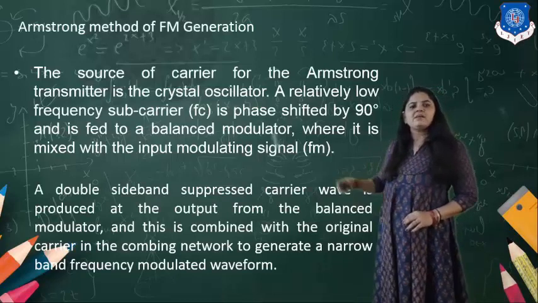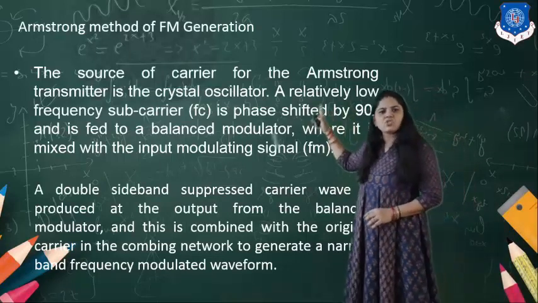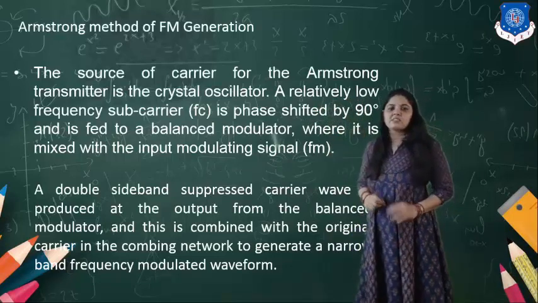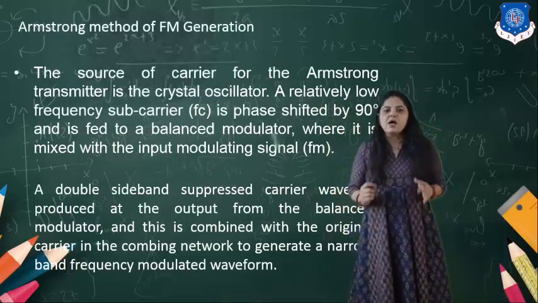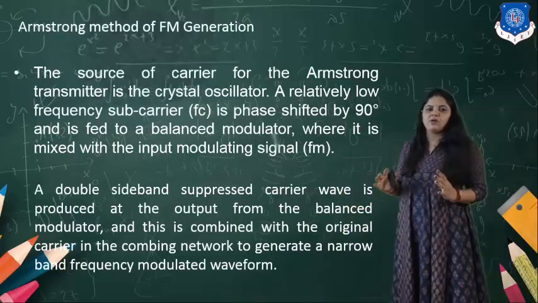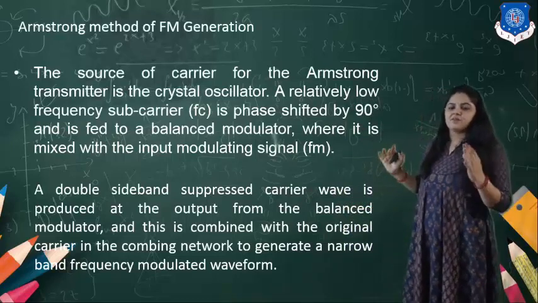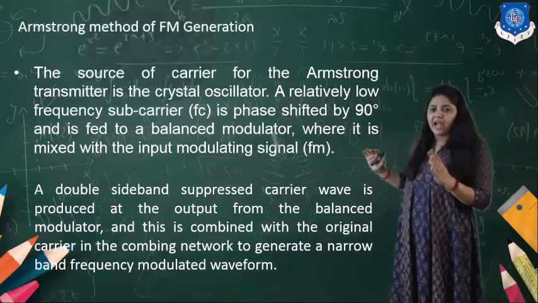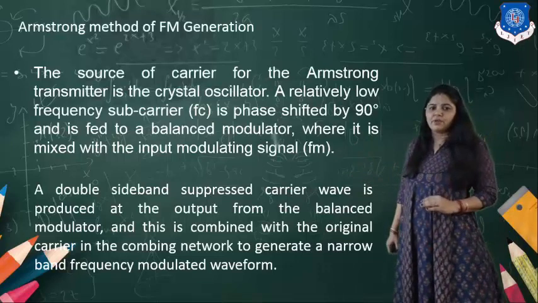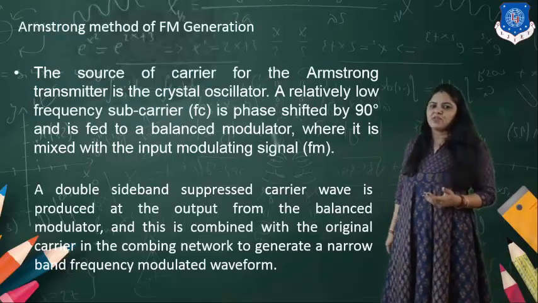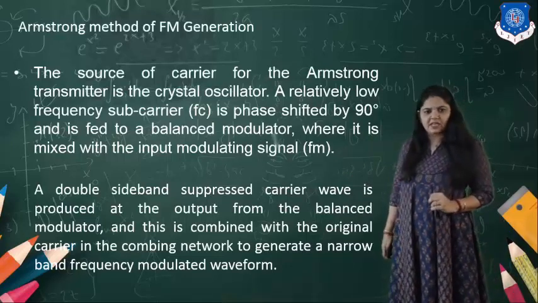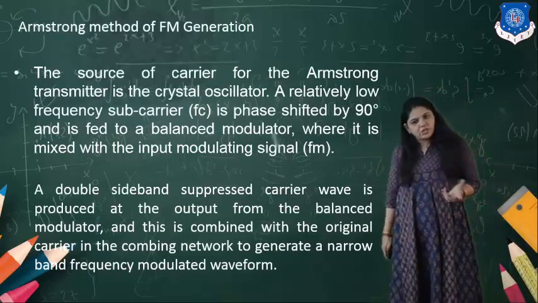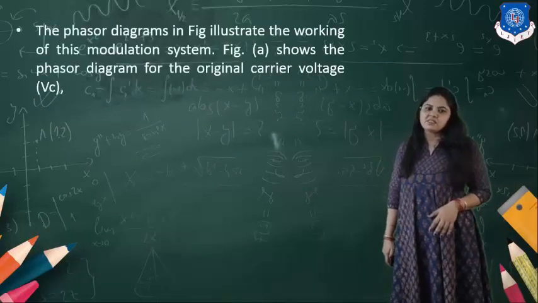You can see that the source of the carrier for the Armstrong transmitter is a carrier oscillator. A relatively low frequency subcarrier is phase shifted by 90 degrees and fed to the balance modulator and mixed with the modulating signal. The DSB output is what? The two sidebands with suppressed carrier.